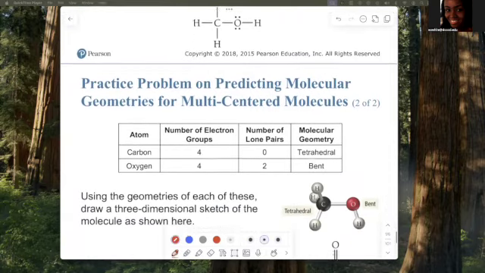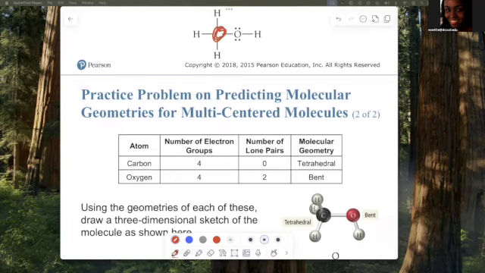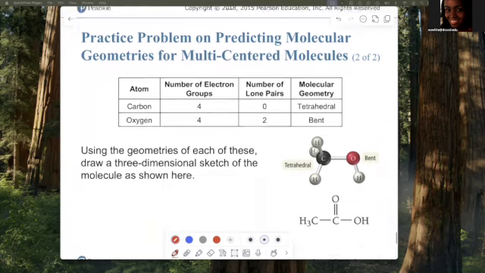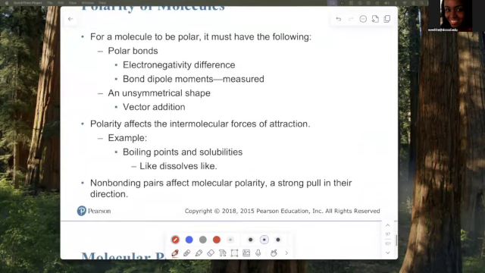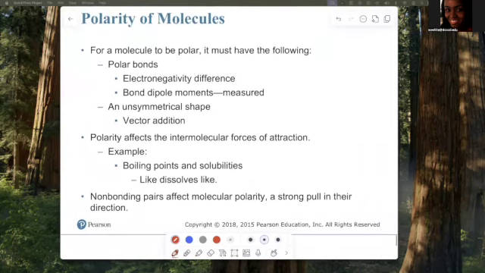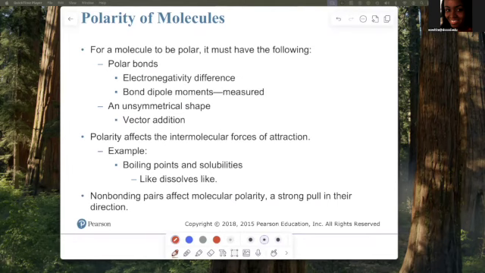You will do the same thing with this one here. Tetrahedral, 4 groups, 4 bonded groups, and then bent. Tetrahedral, bent. Okay? The next part I want to talk about that's almost the end is the polarity. So we're told that we looked at polarity of bonds before. Go ahead and look at that lecture. Now we're looking at polarity of a molecule.